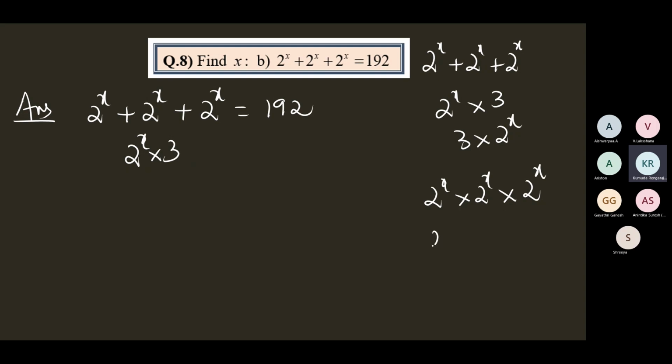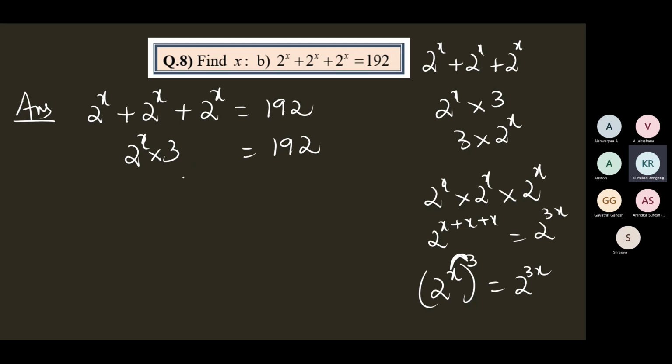Now by the law of exponents, you need to add the powers, x plus x plus x, which gives 2 to the power 3x. The other way: when it's repeated multiplication, it's written in the exponential form. So 2 to the power x is happening 3 times, so to the power 3, which is again 2 to the power 3x only, because when you have multiple powers, you have to multiply the powers. x into 3 is 3x, is equal to 192. So next step, 2 to the power x is equal to 192 by 3. 3 can come for division to the other side, correct?